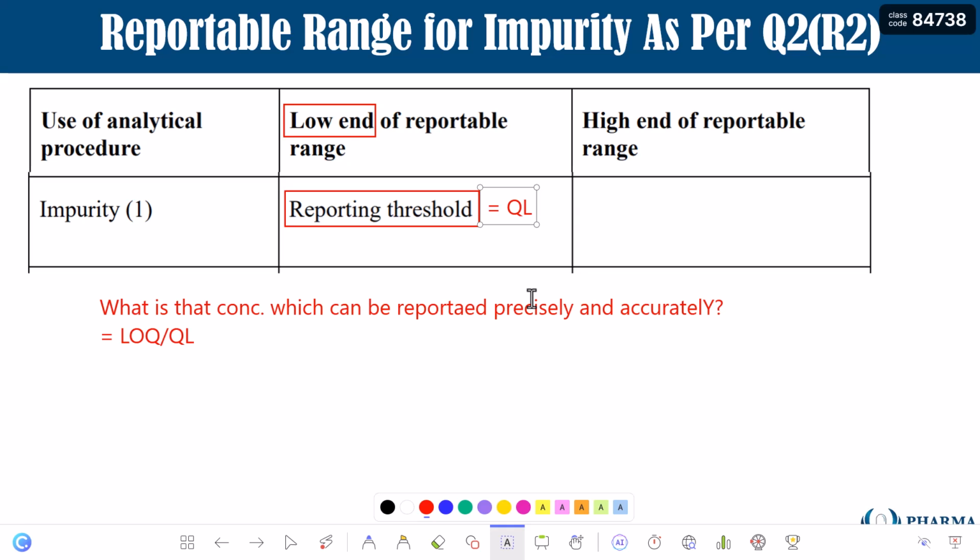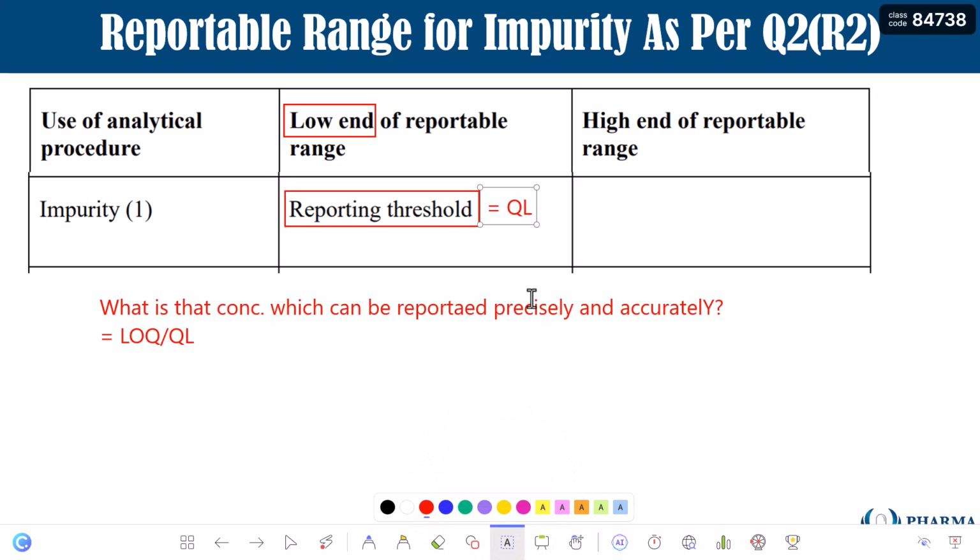But again, there is a requirement. If I have the method in place, can I have the reporting quantitation limit as 0.1% or 0.2%? No. We need to define what the requirement is under ICH guidelines Q3A and Q3B for the reporting thresholds. We'll talk about those threshold details in the next slide.